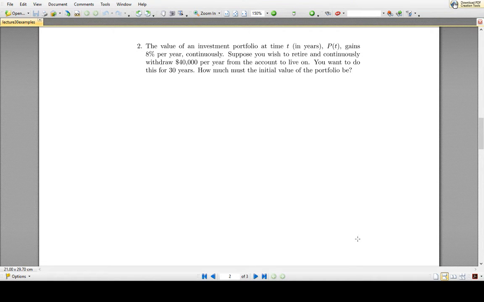Suppose I know that the value of an investment portfolio at time t, where t is in years, is given as capital P, which is a function of t. Suppose it gains 8% per year compounded continuously.